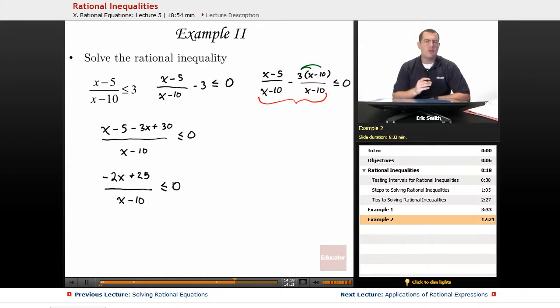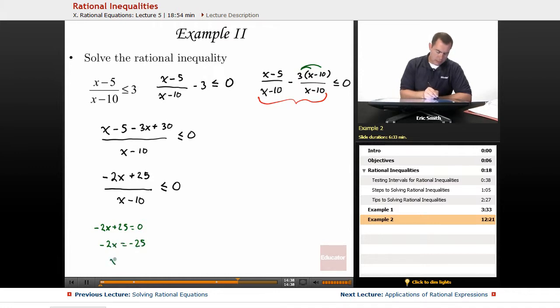Now that we've really crunched it down into one rational expression, we're interested in where is it equal to 0. Well, this will be equal to 0 wherever the top is equal to 0. We've got to do a little bit of work with this one, but we can figure out where the top is equal to 0. We'll have to move the 25 to the other side, and then divide both sides by a negative 2. So I have 25 halves. So this, let's make a little note, is where the top is equal to 0.